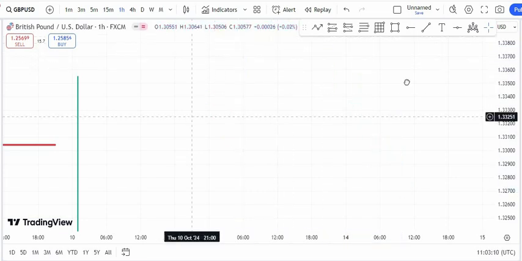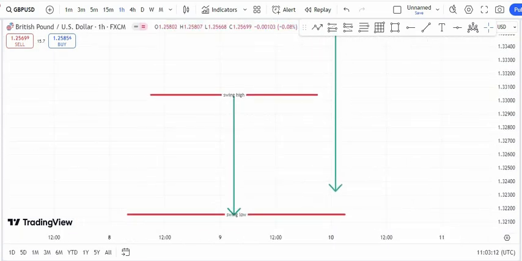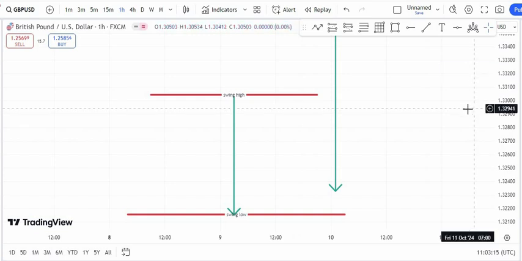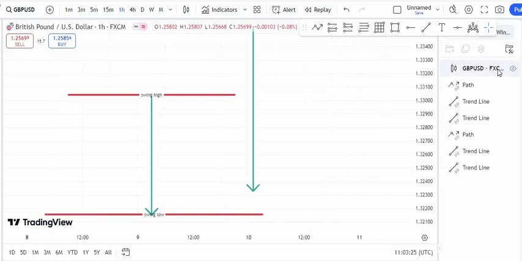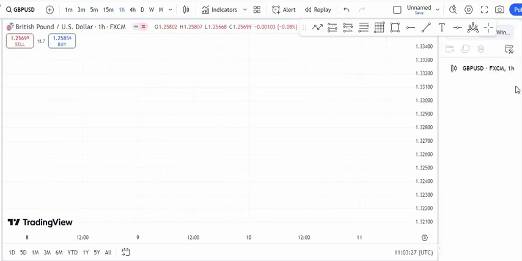There must be a valid break of structure. That is the second tip. The first tip is to look for a trend. Second tip, look for a valid break of structure. And now the third tip is to locate where your swing high and swing low will be. Now this is how to locate where your swing high and swing low will be.